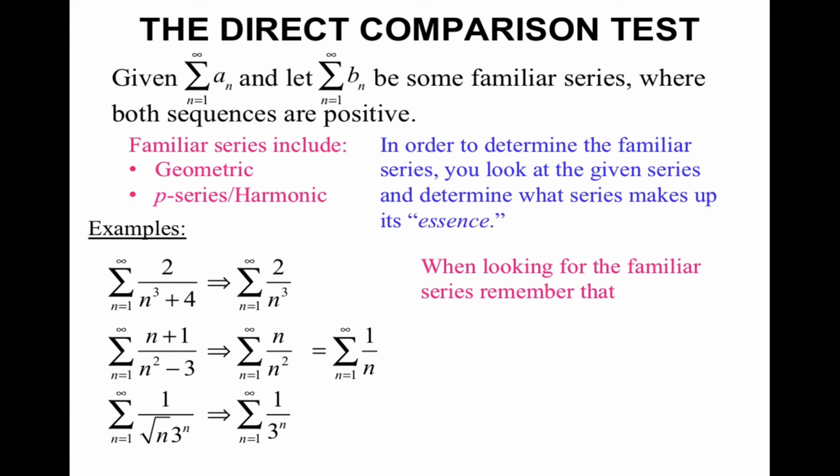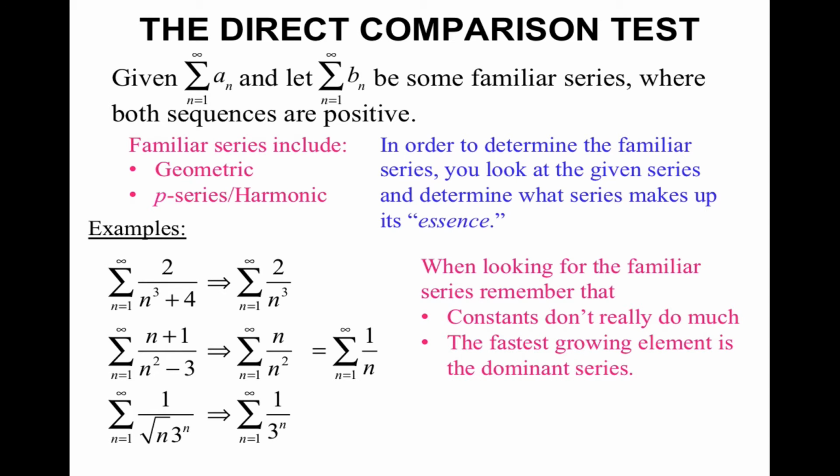When looking for the familiar series, you want to remember that constants don't really do much, and that the fastest growing element is your dominant series, which is why in this third series, I chose the 1 over 3 to the n versus the 1 over square root n. 3 to the nth power grows much faster than the square root of n.